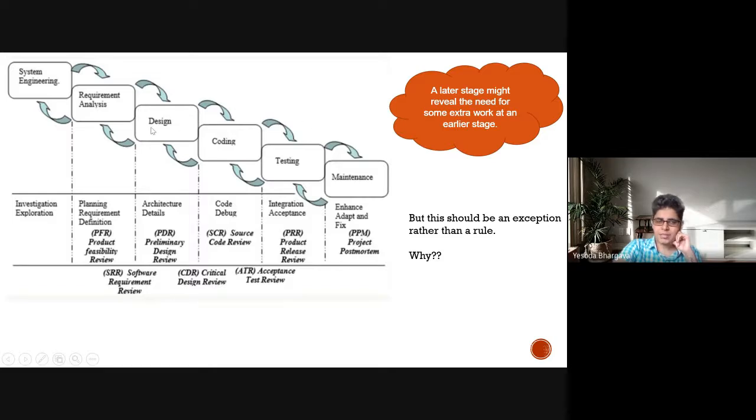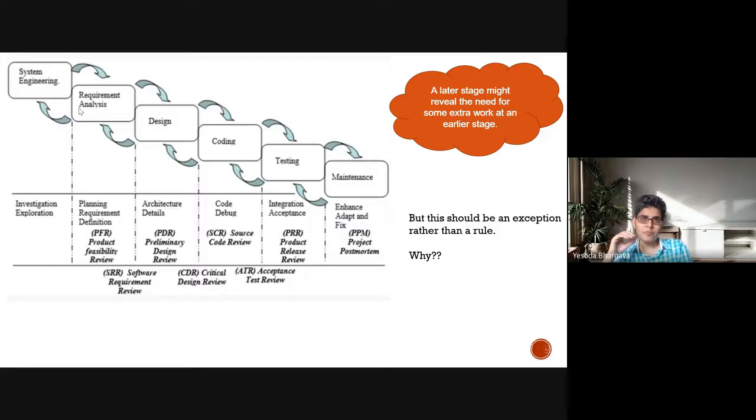So what is happening here is that when you are at a particular stage, if you find something really not working properly, then you go back to the previous stage. It is not a mandate. But this should be an exception rather than a rule. You don't always go back, and you must have a solid reason to go back to the previous stage, because when it comes to large scale projects, going back could be very costly.